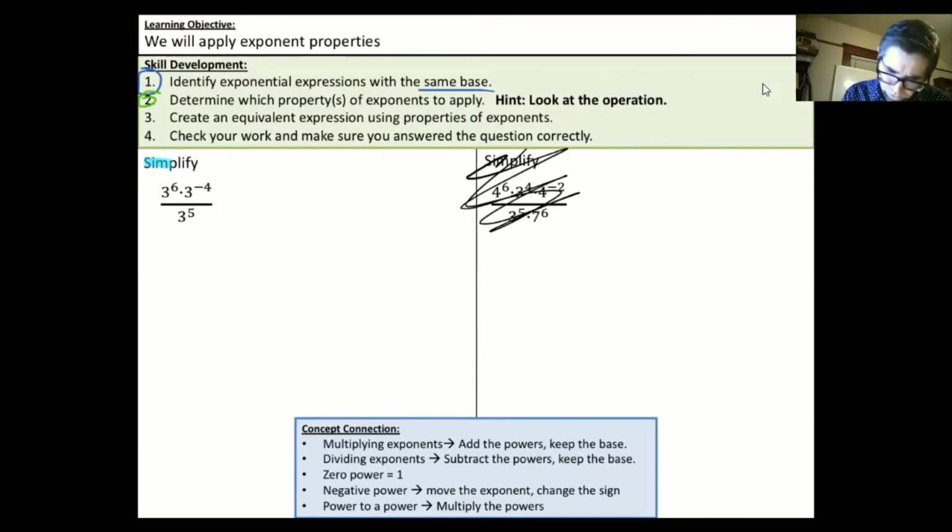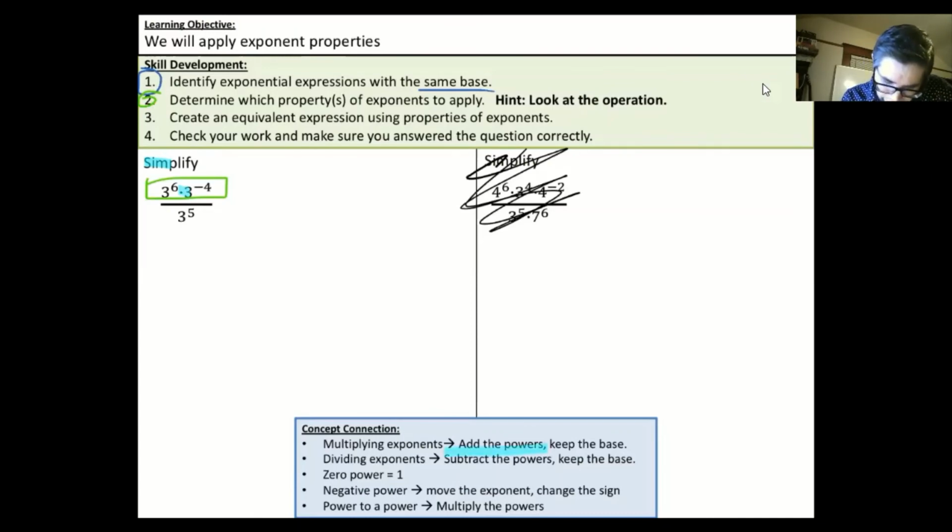Let's simplify the numerator. I'm just working on this part right here. Oh, actually, I see I have a negative exponent. Well, with exponent properties and positive and negative exponents, we just treat it like a normal negative number. So let's see what we end up with here: 3 to the 6th times 3 to the negative 4th. I see that the powers are being multiplied, right? So if they are being multiplied, that means I need to add the powers.